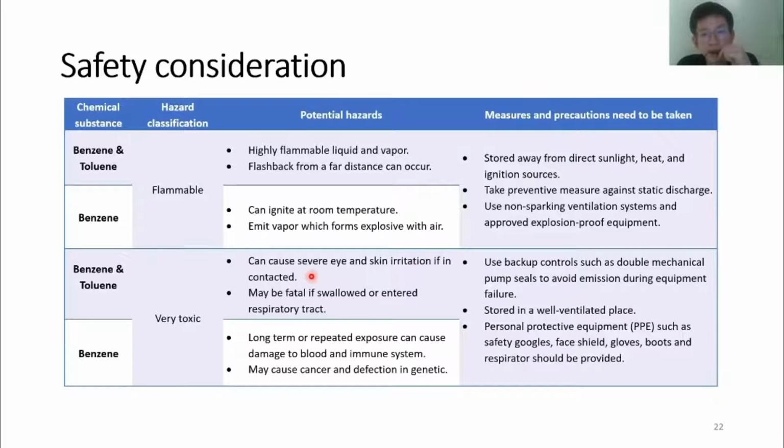Besides that, both benzene and toluene are very toxic. They can cause severe eye and skin irritation if in contact and may be fatal if swallowed. Furthermore, long-term or repeated exposure to benzene can cause damage to the blood and immune system and may cause cancer. The preventive measures that can be taken are using backup controls such as double seal implants to avoid emission during failure, storing in well-ventilated places, and wearing appropriate PPE.